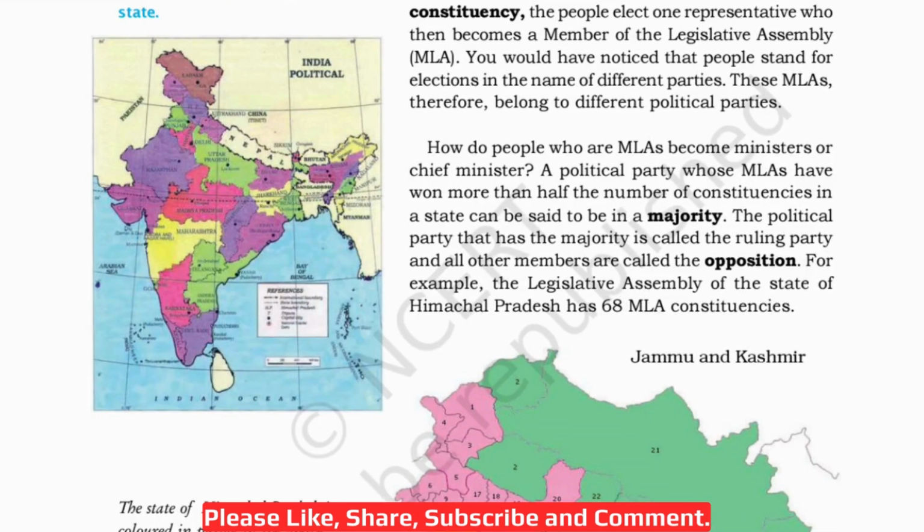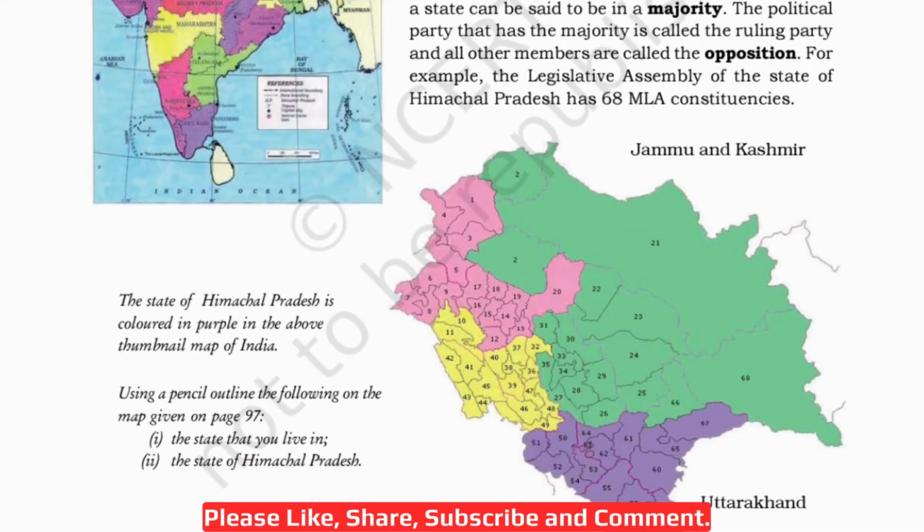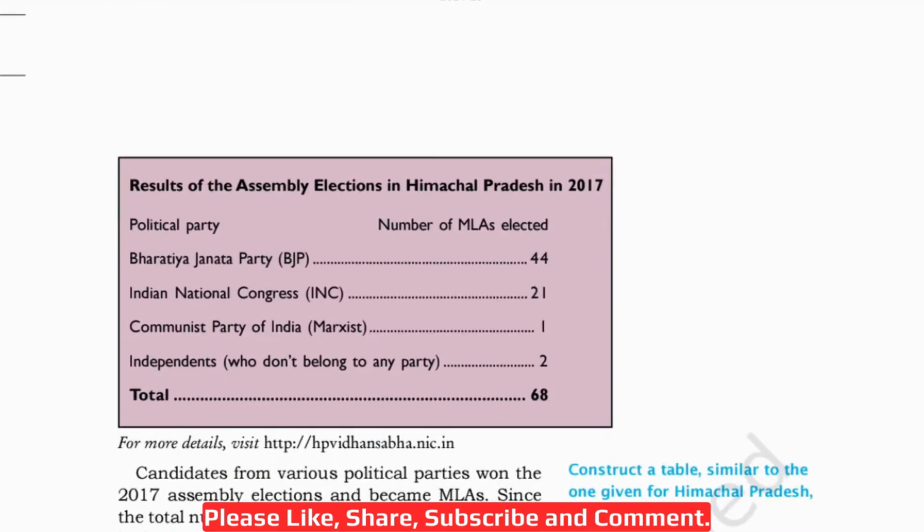How do people who are MLAs become ministers or a chief minister? A political party whose MLAs have won more than half the number of constituencies in a state can be said to be in majority. The political party that has the majority is called the ruling party, and all other members are called the opposition. For example, the Legislative Assembly of the state of Himachal Pradesh has 68 MLA constituencies. Now, for a party to have a majority, it should have more than 50% of the seats. This will be clear on the next page from this table.